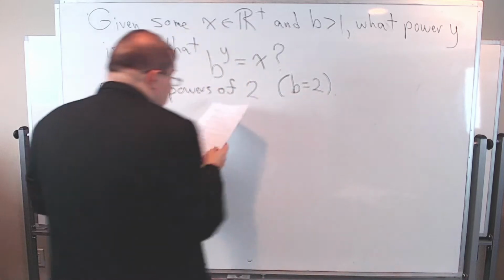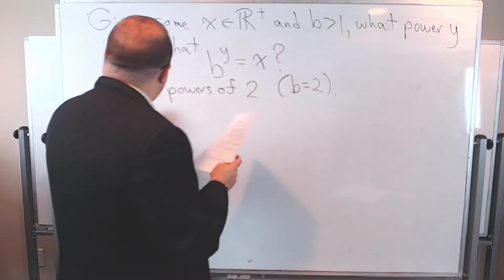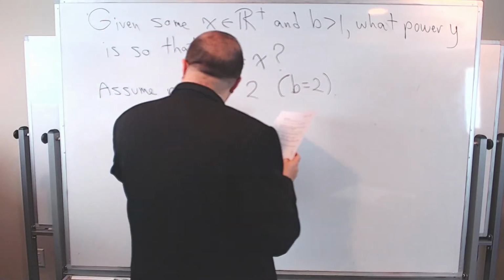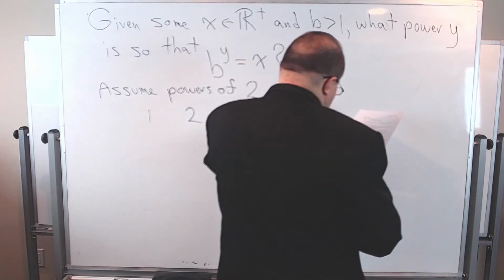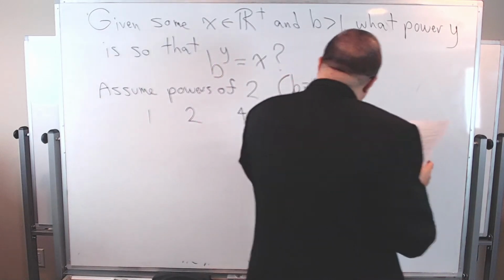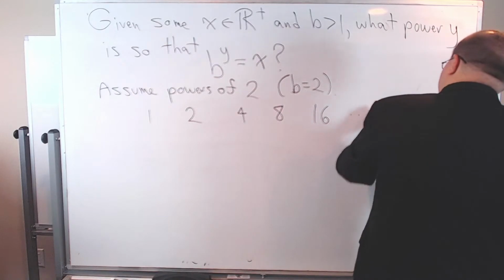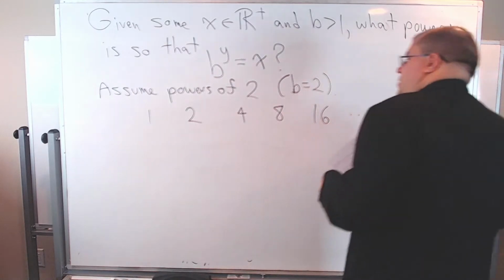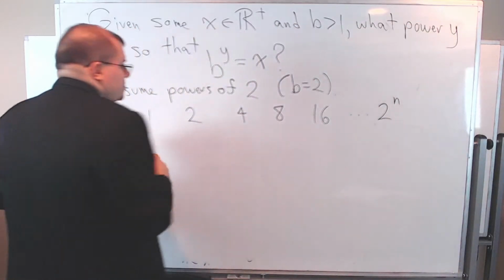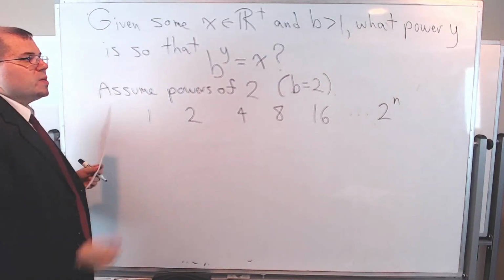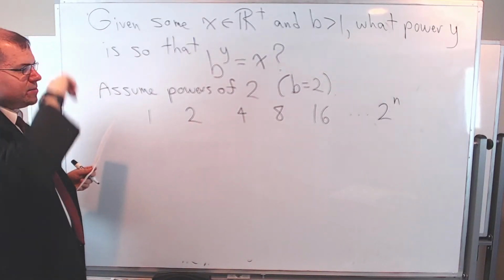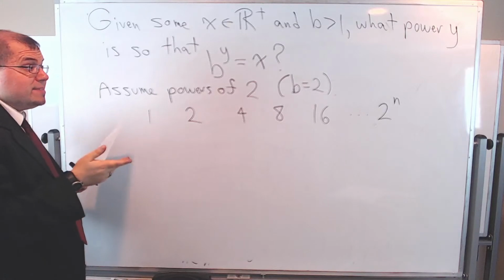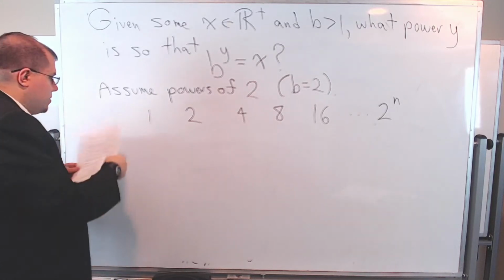So let me write out some powers of 2. You might know some of these. I'm going to do 1, 2, 4, 8, 16. And if I wanted to get some general term, it would be 2 to the power of n, where n is just some positive integer, right? Or it could technically be 0 as well, because 2 to the power of 0 is 1.